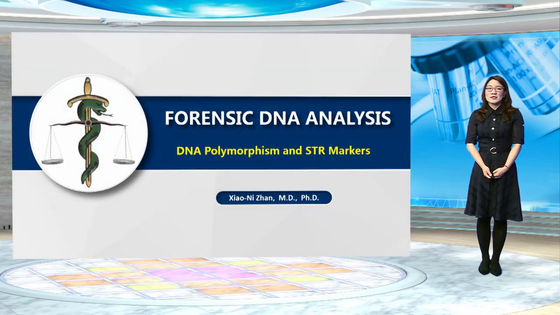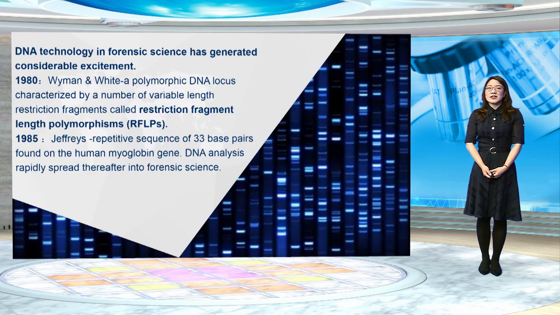Everyone, in this chapter, we will talk about forensic DNA analysis. DNA technology in forensic science has generated considerable excitement. In 1980, Wyman found a polymorphic DNA locus characterized by a number of variable length restriction fragments, called restriction fragment length polymorphism. Now, DNA analysis has become part of the daily work in forensic medicine. So, in the following chapter, we will talk about forensic DNA analysis.